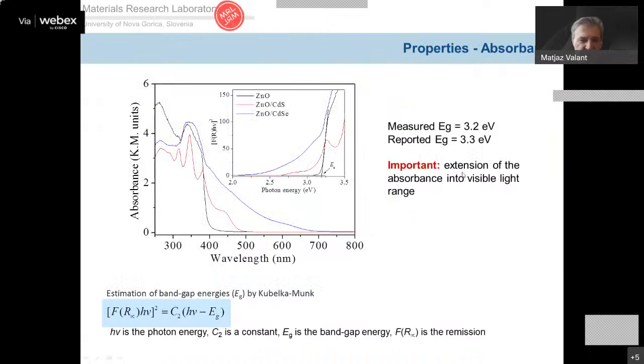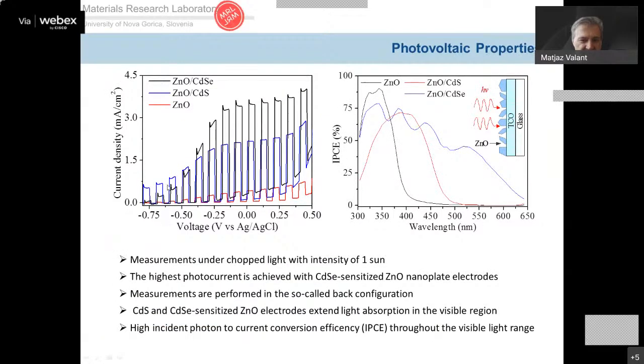And suddenly you see, this is the absorbance of this system. Pure zinc oxide does not absorb above 400 nanometers, while with all these co-catalysts applied, we increase the absorption in the visible range all the way up to 700 nanometers. Then we tested the photovoltaic properties, and you can expect already from the absorption curve that it will be much more efficient when the zinc oxide is covered with the photocatalyst.